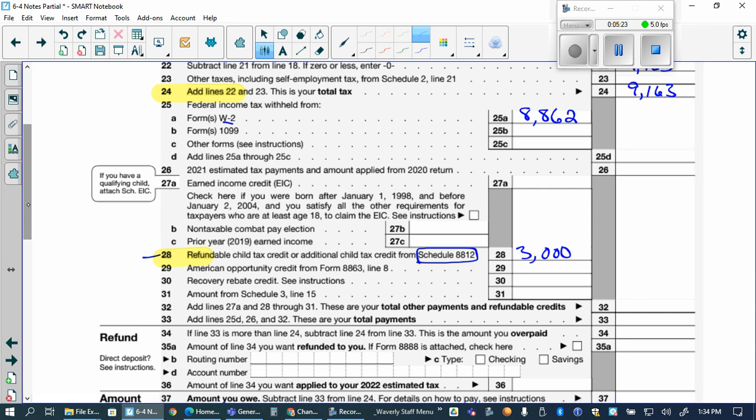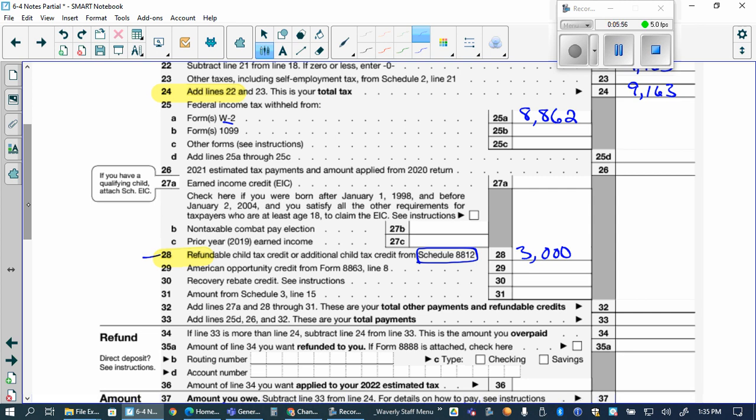So this $3,000 child tax credit, they kind of frame it as a payment you've already made in taxes, right? Almost like there's an extra $3,000 you paid in withholding. That's why even if you have a zero tax liability, they'll send you $3,000. So instead of reducing your total tax, it increases your federal withheld, right?